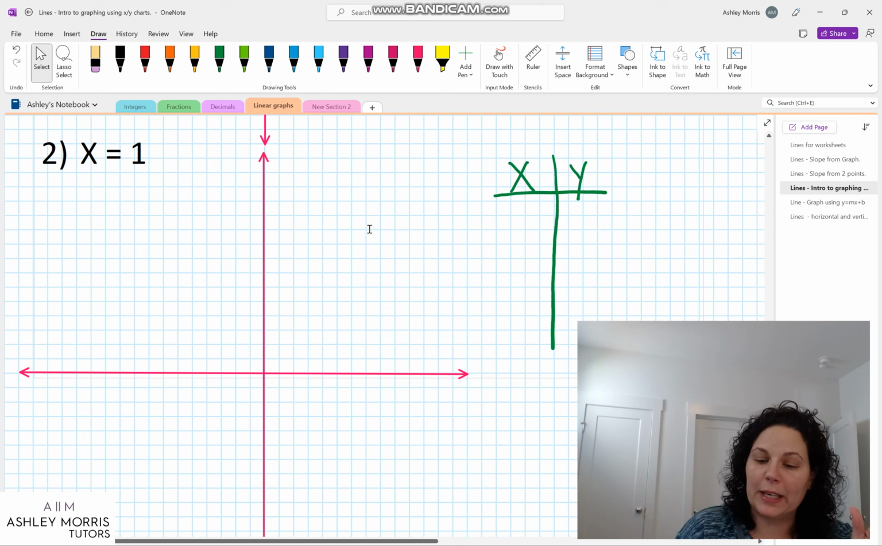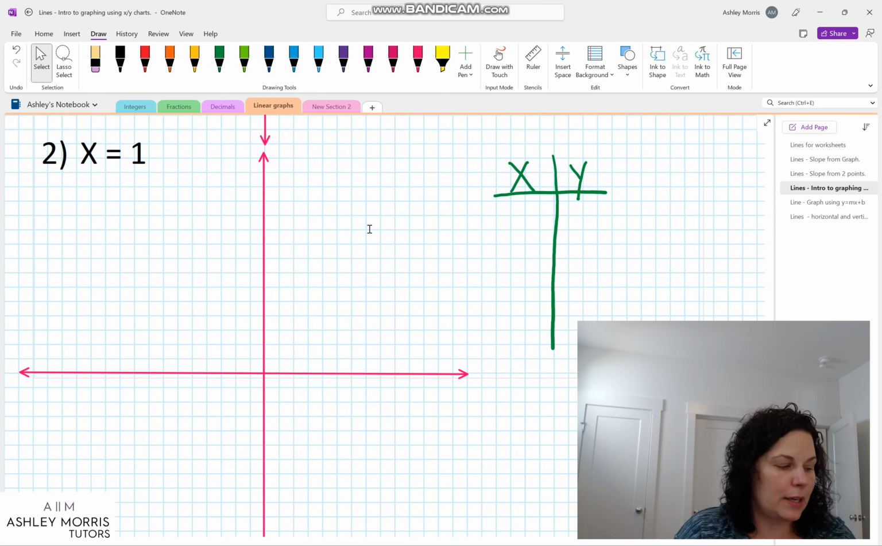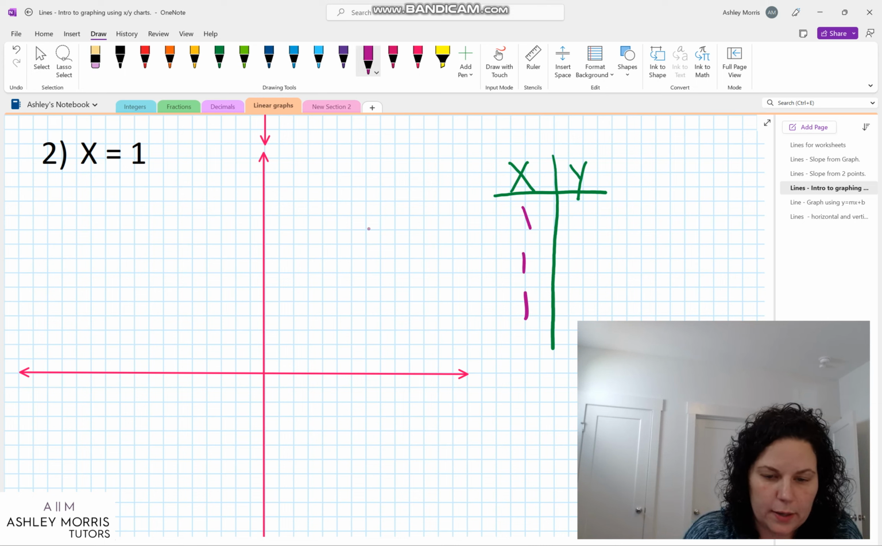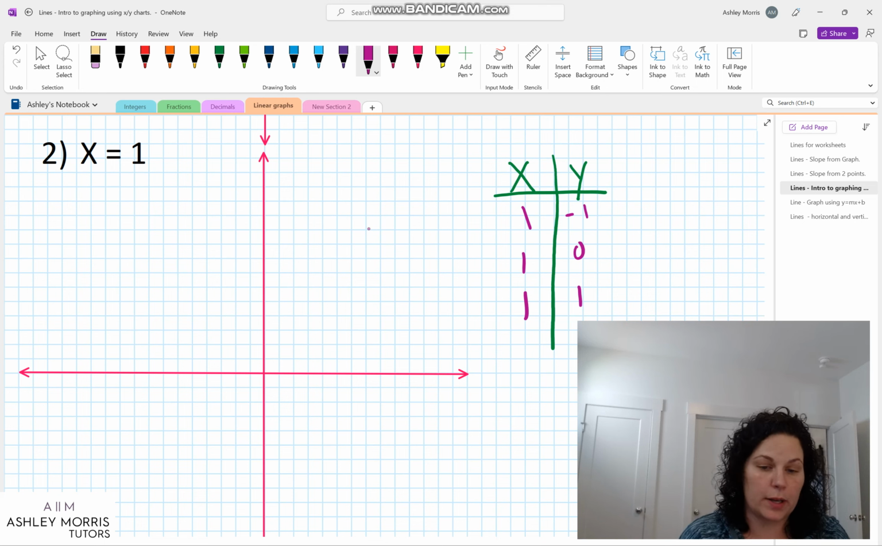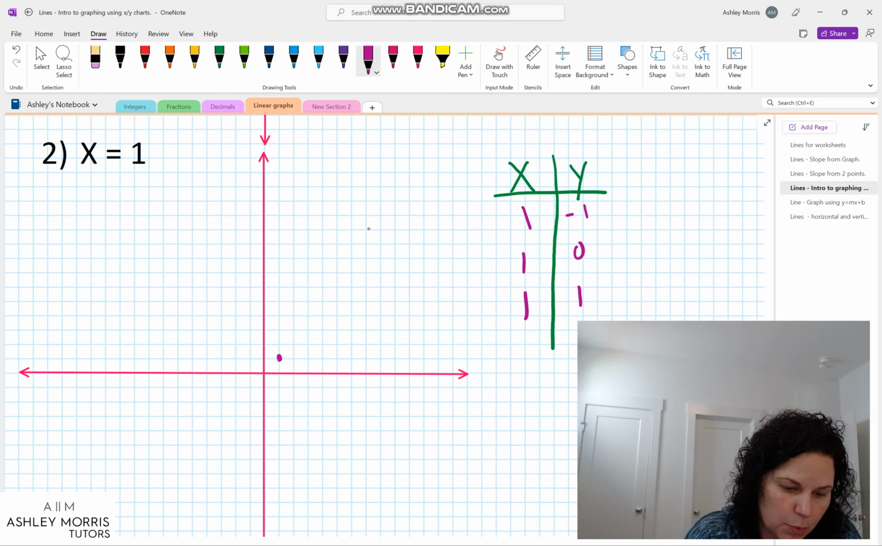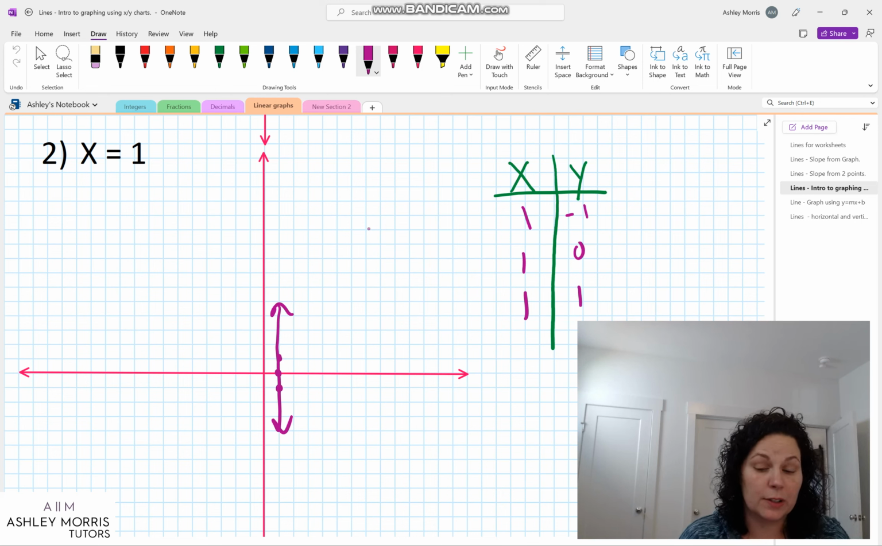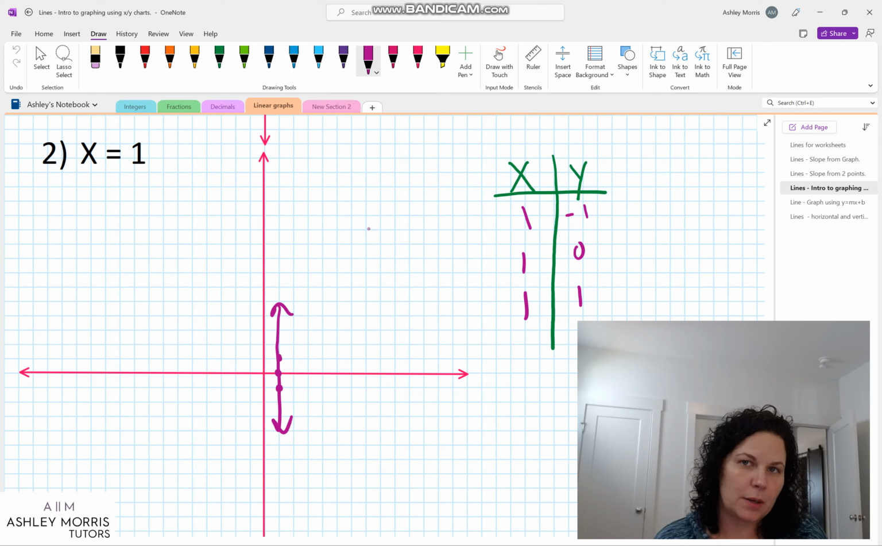This one's a little tricky, but if you think about it like the y equals, it's not terrible. X is always 1. So it does not matter what you use for y, X is always 1. So we're going to go over to 1 and up 1, over to 1, 0, over to 1, down 1, and connect our dots. So this is a vertical line. It has no slope or undefined slope, and it's a vertical line. No slope, vertical line, X equals a number.